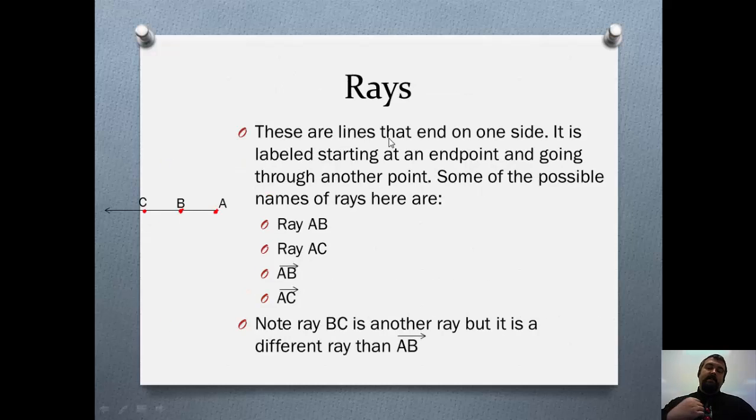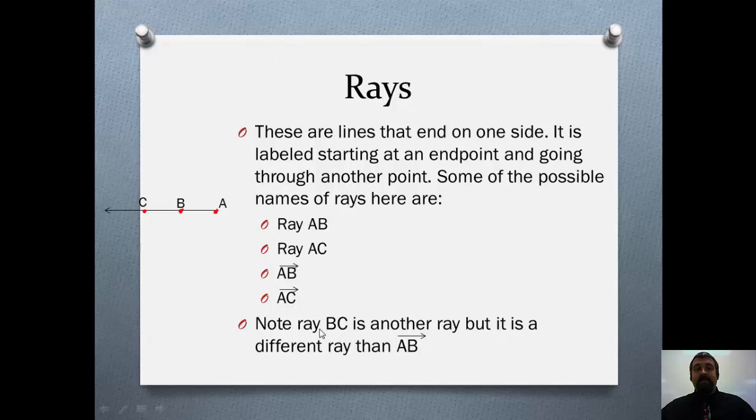Rays. They are lines that terminate on one side but go on forever on another. Some of the possible names for this one here would be ray AB. Starts at A, goes through B. Ray AC starts at A, goes through C. You can either write out the word ray, or you can draw the ray symbol above it. So this would be read as ray AB. This is read as ray AC. These are the only ways to name this ray that starts at A and goes this way.